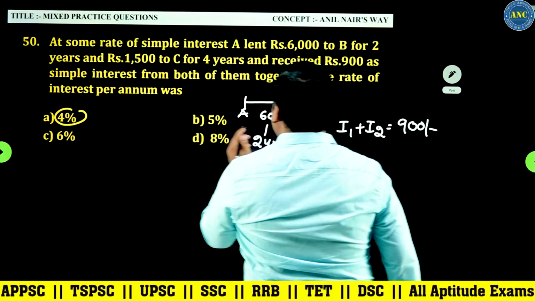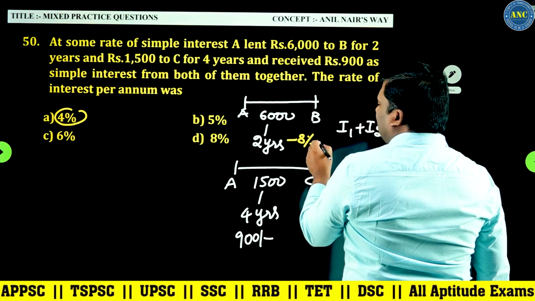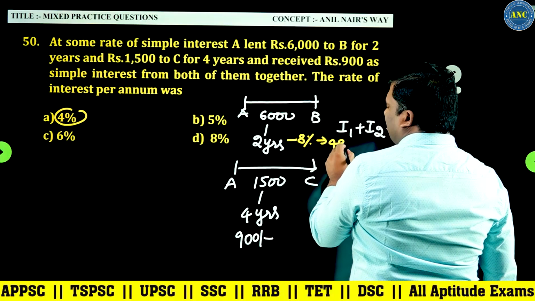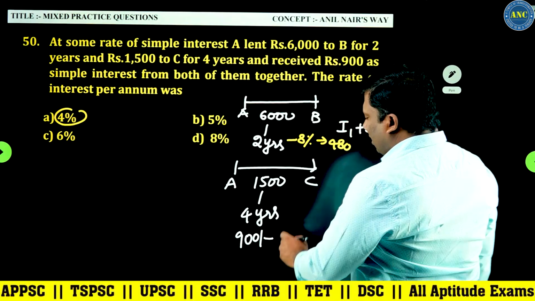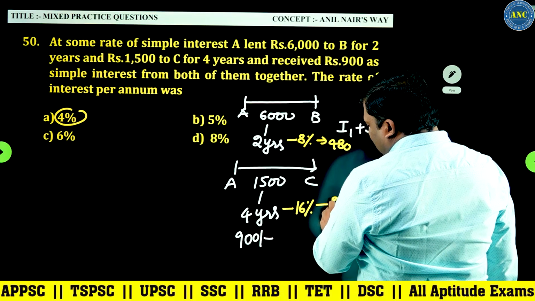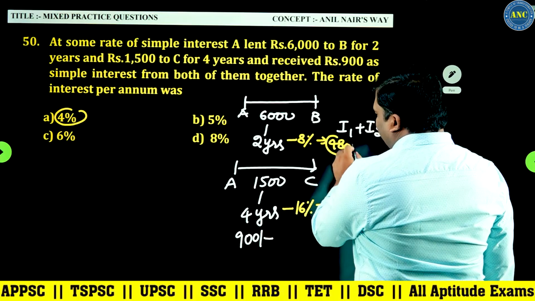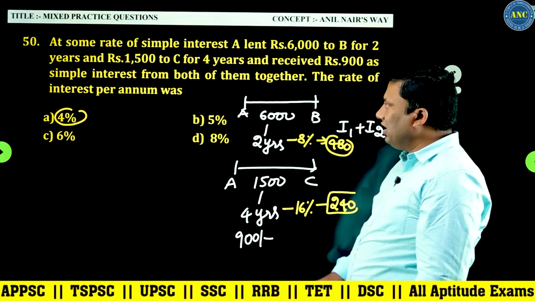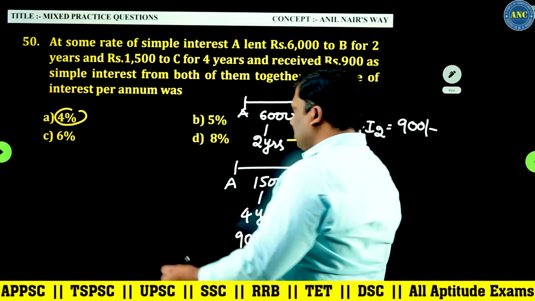4% for 1 year. For 2 years it is 8%. 8% of 6,000 is 480. 4% for 1 year, for 4 years it is 16%. 16% of 1,500 is 240. 480 plus 240 is 720. But how much is the total interest? 900. So the first cannot be.